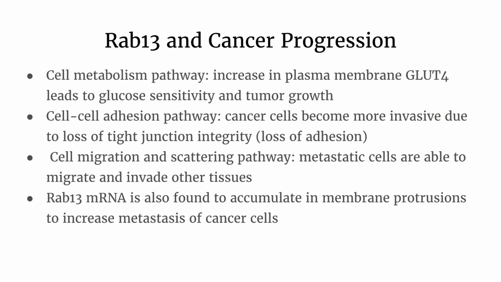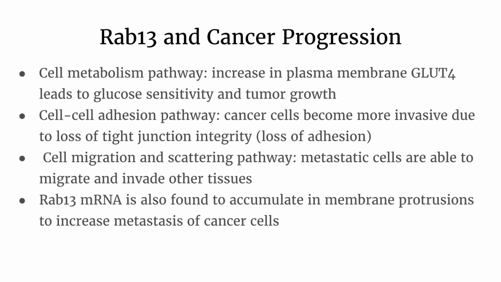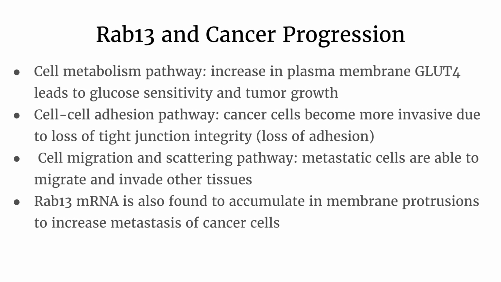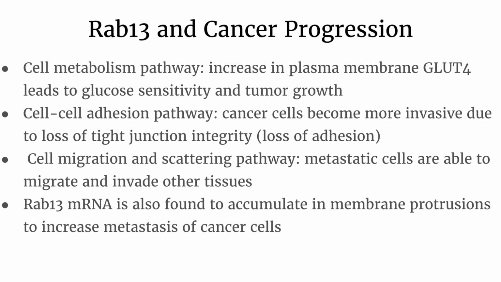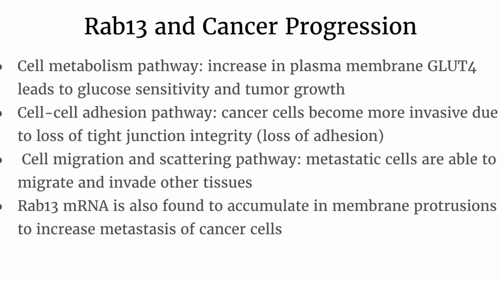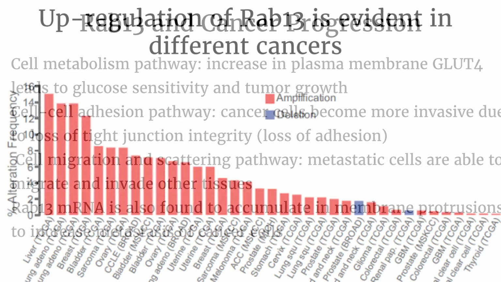These are example pathways that lead to cancer progression. Rab13 increases GLUT4 levels, which leads to increased glucose sensitivity and tumor growth. This protein also weakens the tight junctions of epithelial and endothelial cells, allowing cancer cells to spread easily. Other studies suggest that Rab13 mRNA accumulates in membrane protrusions to increase metastasis.